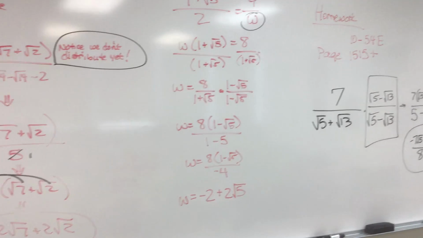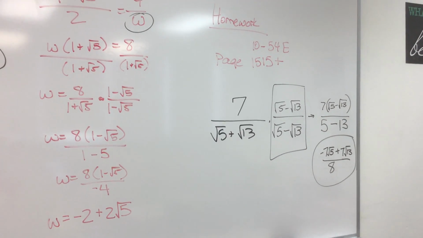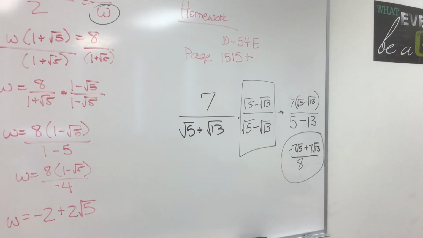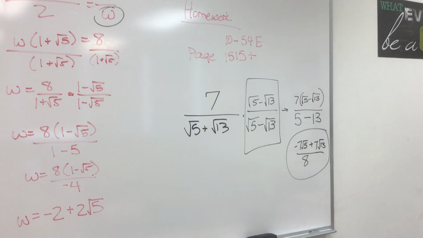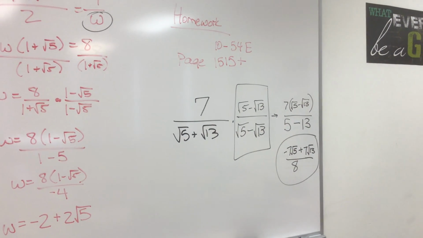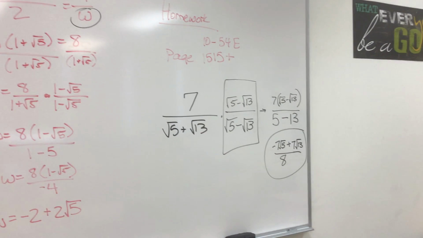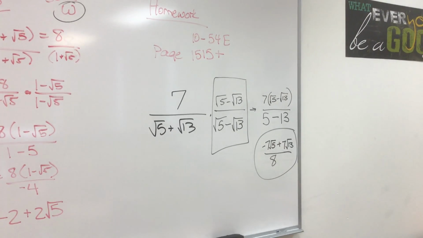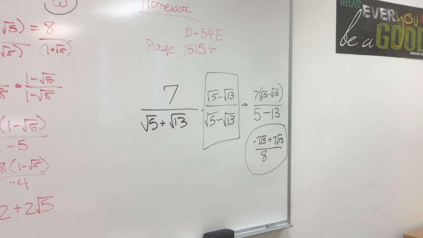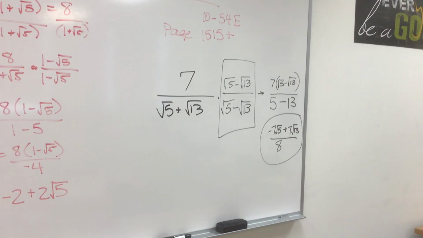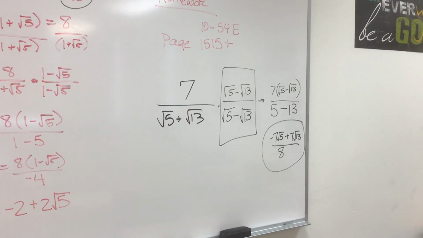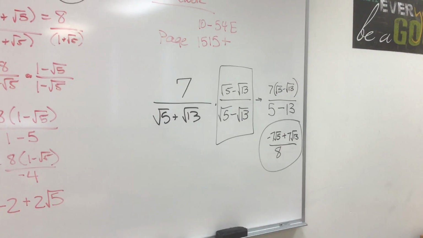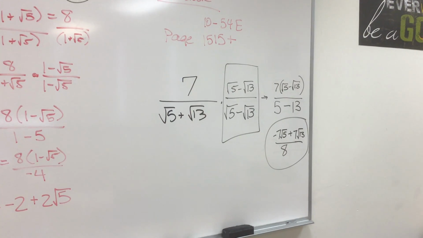Here's another example. I had 7 over radical 5 plus radical 13. So I multiplied it by radical 5 minus radical 13 over radical 5 minus radical 13. And when I double distributed that denominator, I ended up with 5 minus 13, which is negative 8. I can't leave the negative on the denominator, so that had to go up to that negative 7 up in the numerator. And then I distributed the negative 7. So my final answer was negative 7 radical 5 plus 7 radical 13 all over 8.